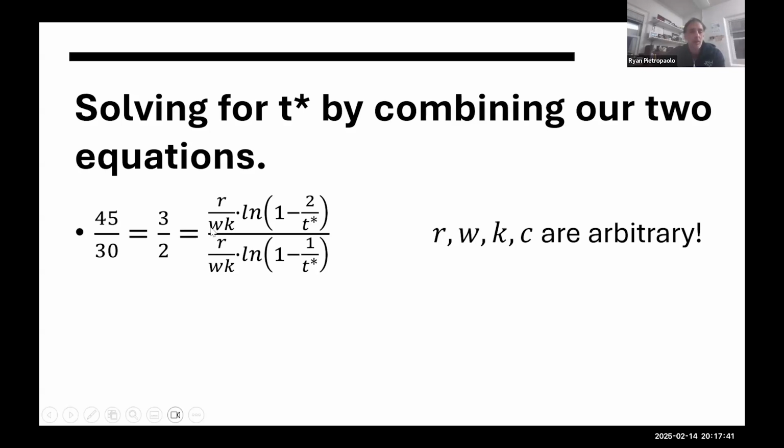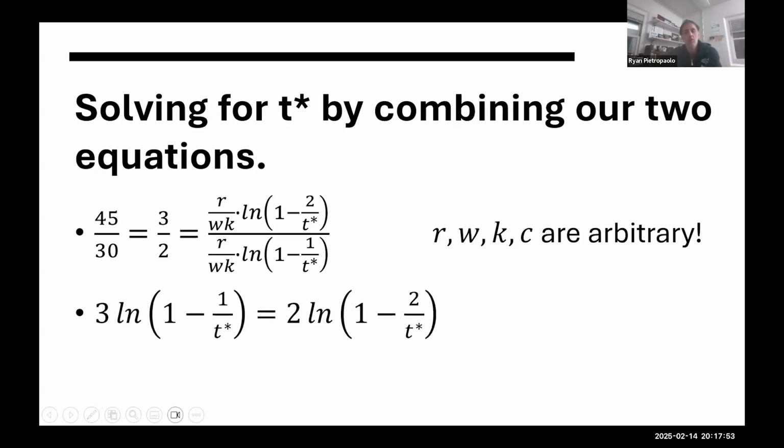W, the width of the snowplow, that's arbitrary. That didn't come into play at all. K was the rate at which the snow was falling. That's arbitrary as well. It could be anything. So those things all drop out beautifully, and we're left with just this. When we cross multiply, we're left with this really nice equation that we want to solve for T star.